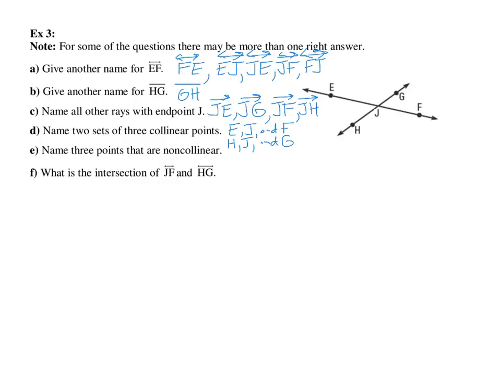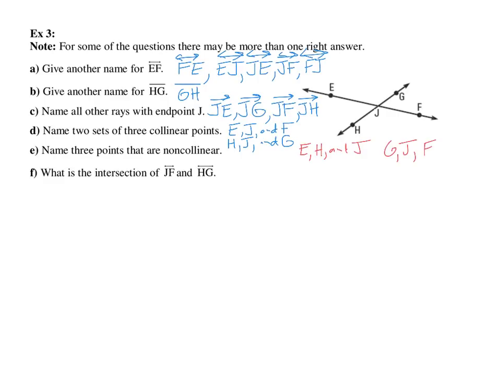Going on to part E, name 3 points that are non-collinear. I'm going to use a different color here. You could say E, H, and J. That's one example. There's a couple examples here. Let me just give you another one. We could do G, J, and F. And there's a couple more examples, but those are 2 sets of 3 non-collinear points.